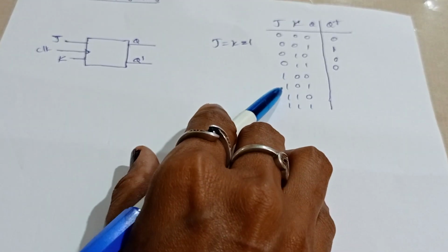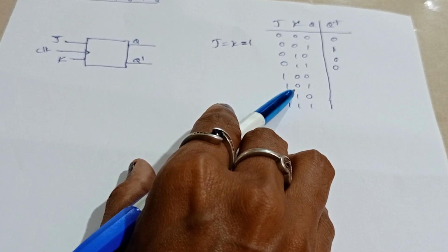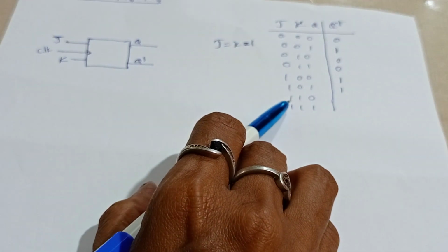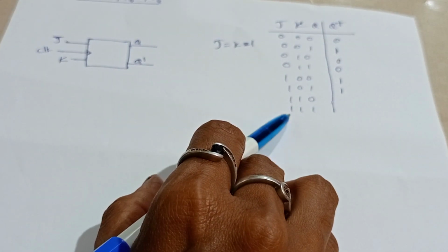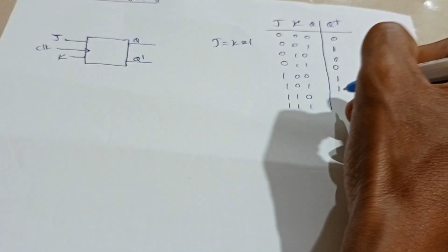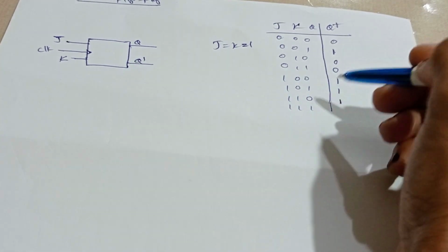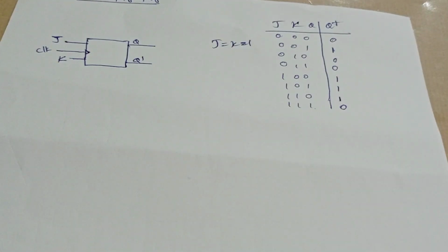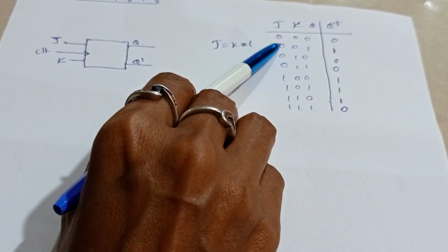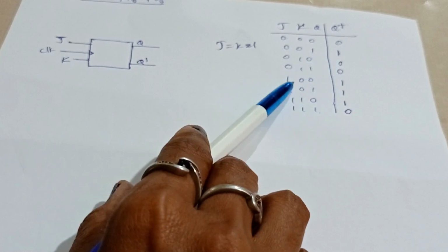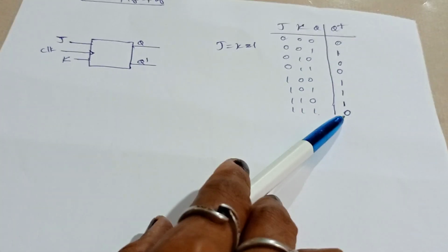When J is equal to 1 and K is equal to 0, this is set. If both the values are 1, 1, when Q is 0 it becomes 1, and when Q is 1 the next state becomes 0. These are inverted outputs. For both zeros, it will be in the same state, no change. For reset and set it follows as before, and for 1, 1 it is the inverted output. This is the JK truth table.